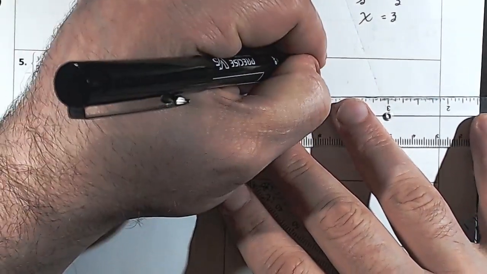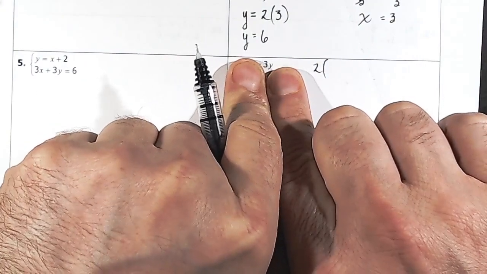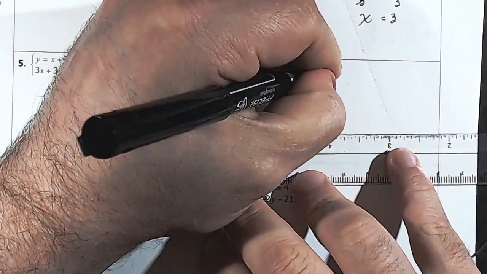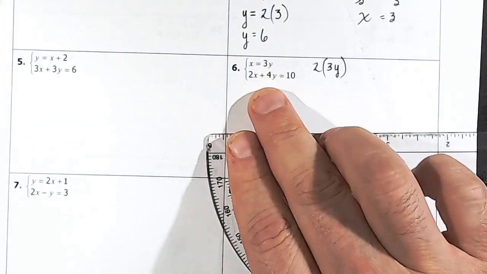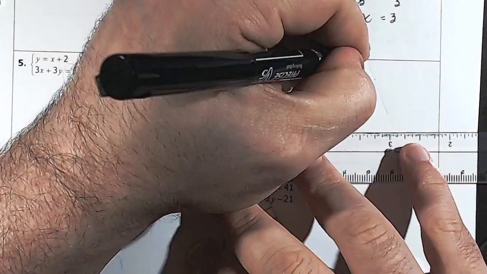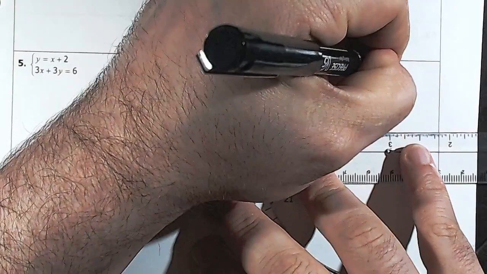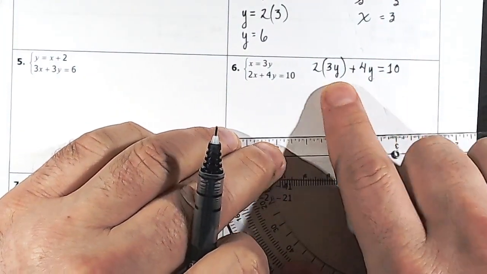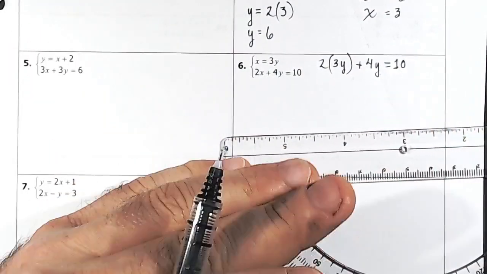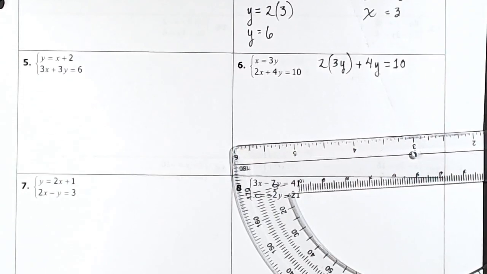Let me write it over here. 2, open parentheses, and then we're just going to put in there that 3y, close parentheses, and now I'm just going to write the rest of this equation like it is, plus 4y equals 10. And notice now that we have an equation set up here with only y values. So we're going to be able to solve for y. Again, pause the video, try to do it on your own.